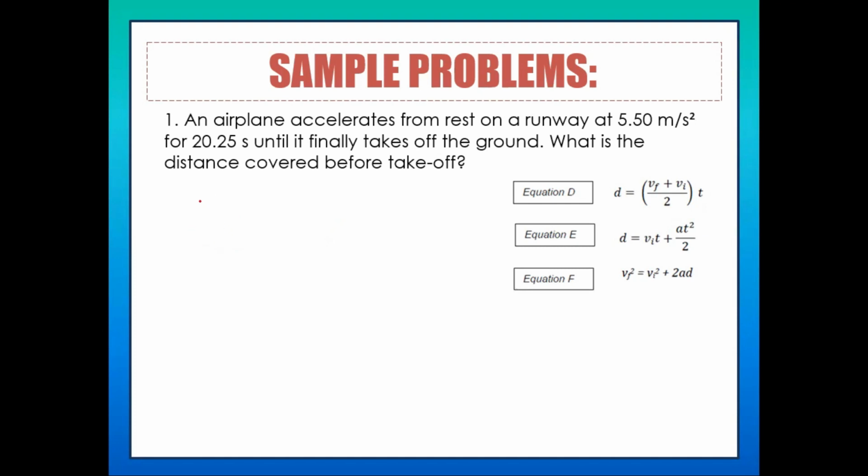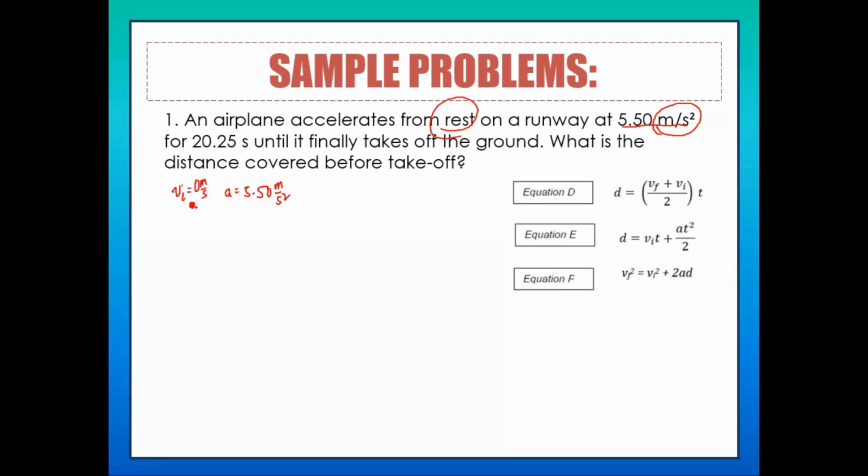Okay? So, it says here that the airplane accelerates from rest. So, let's say the dot signifies the airplane. Okay? So, the runway, and the acceleration is 5.50 meters per second squared. So, why did Sir say that this value is for acceleration? Because I look at the unit. I mentioned earlier, meters per second squared is for acceleration. So, it moves from rest. The word rest means the initial velocity is 0 meters per second.